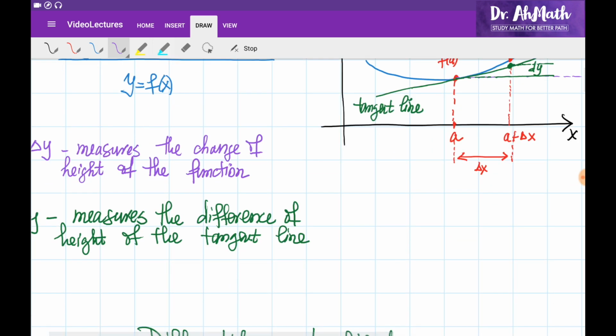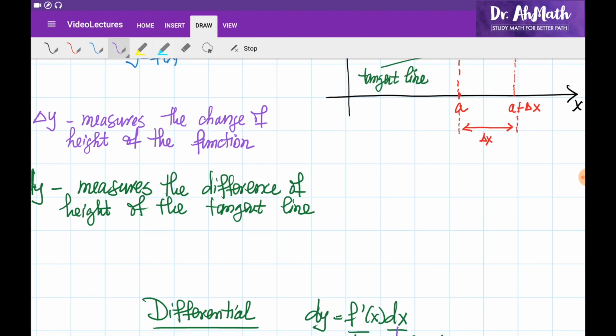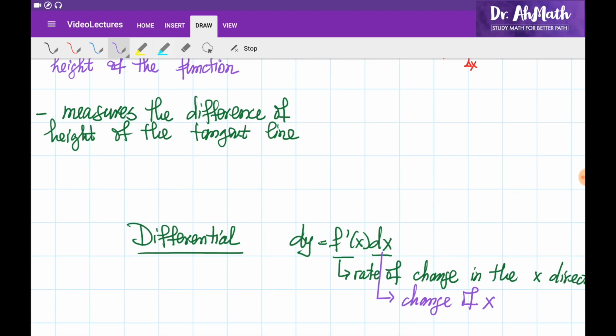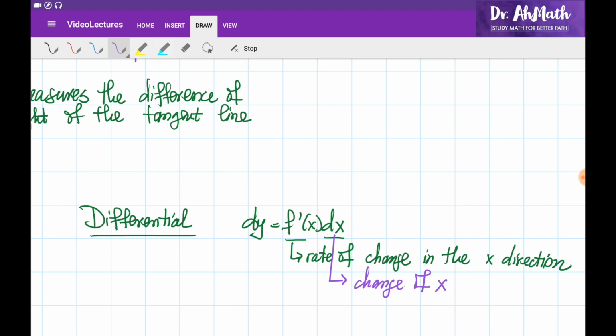So we call this dy a differential, and actually we can evaluate this by multiplying the derivative of the function at this point by dx. Basically, it means that the differential is found by multiplying the rate of change of the function in the direction of x by the change in the direction of x. And please note that if we divide both sides by dx, dy divided by dx is going to be f prime of x, right?